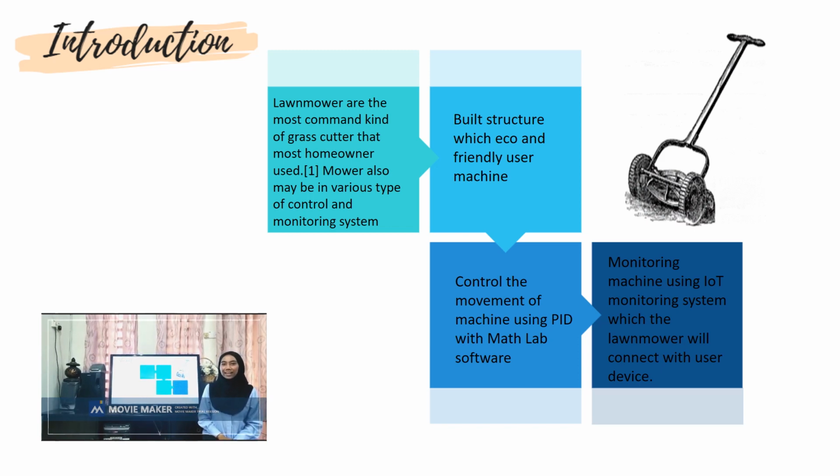Lawnmowers are the most common kind of grass cutter that many homeowners use. As we know, there are many types of lawnmower with various types of control and monitoring systems. As for my project, I will build the structure as an eco-friendly, user-friendly machine. For the controller, I will use a PID controller as the control system in my project. And lastly, I will use an IoT system to monitor my lawnmower.